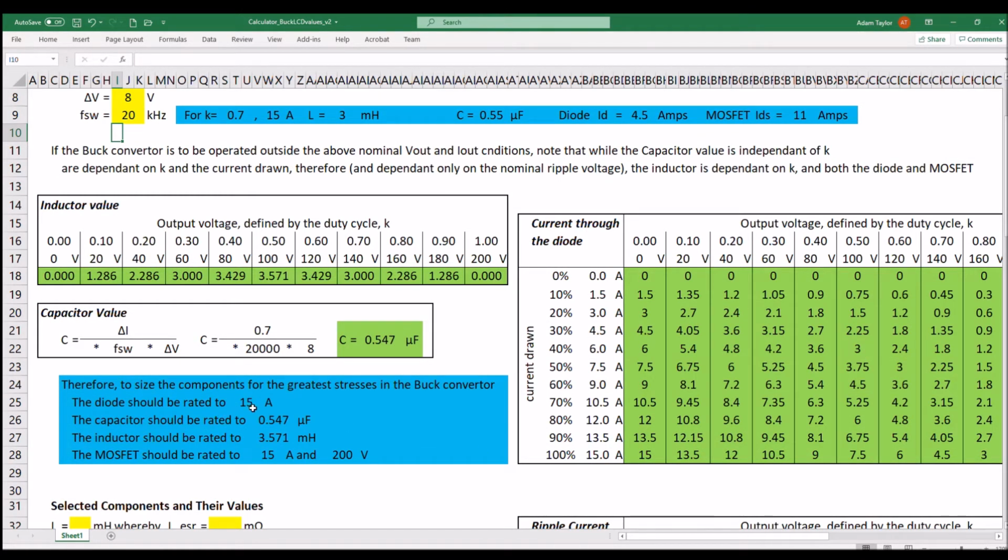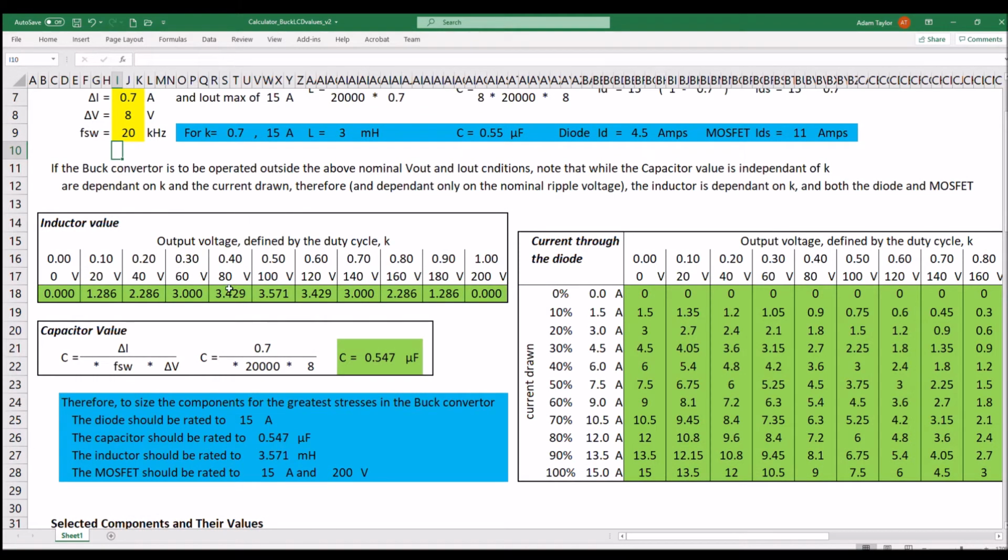Our diode needs to be rated for the full maximum current, 15 amps. Our MOSFET should be rated for our maximum perceived load current, 15 amps, and our input voltage, 200 volts. To get the value of capacitance for that given ripple voltage and ripple current, we can change that by modifying these values here of our acceptable ripple.